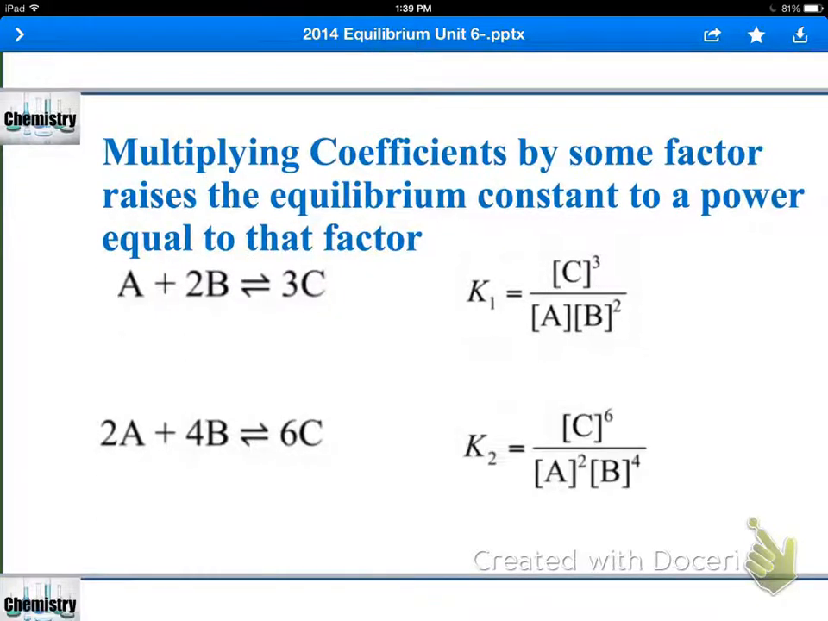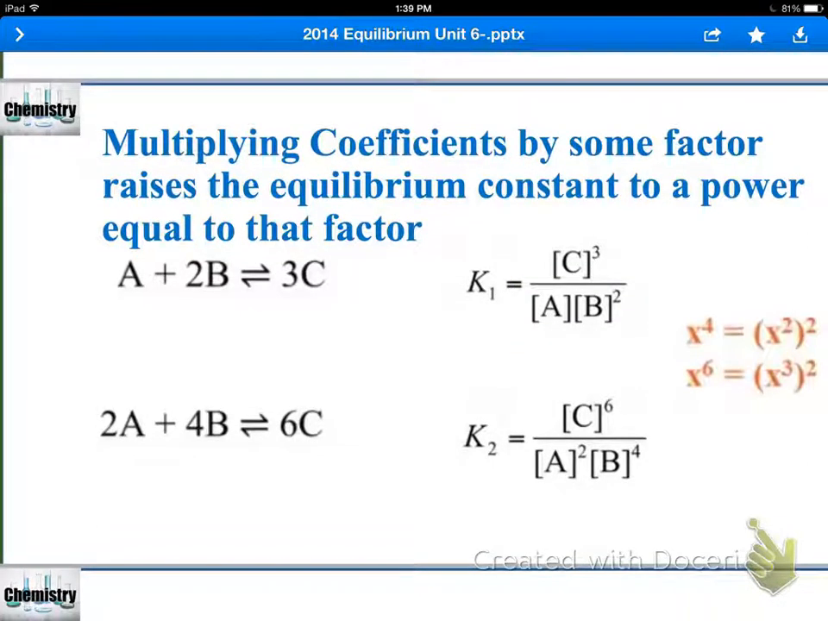If I write the equilibrium expression for the bottom reaction, I double the reaction, right? And now I have C to the sixth over A squared times B to the fourth. So by doubling this, I am taking K1 and raising it to the 2 power. Because remember, if I have x squared and I square it, I get x to the fourth. If I have something like x to the third and I cube it, I get x to the sixth.